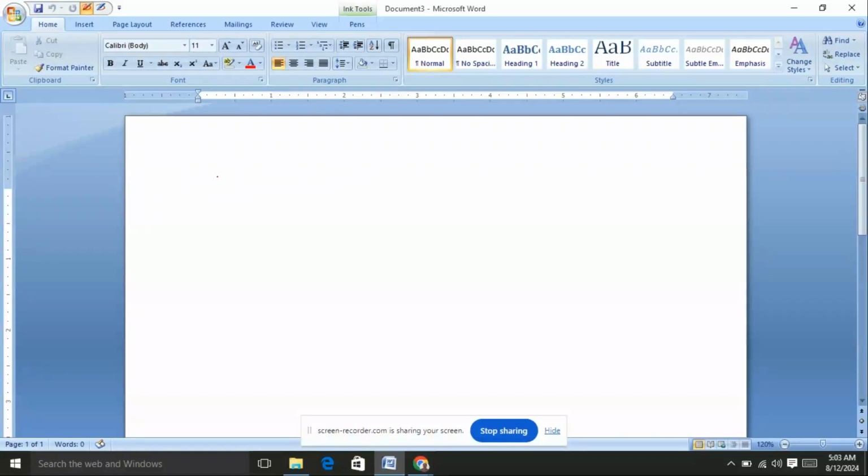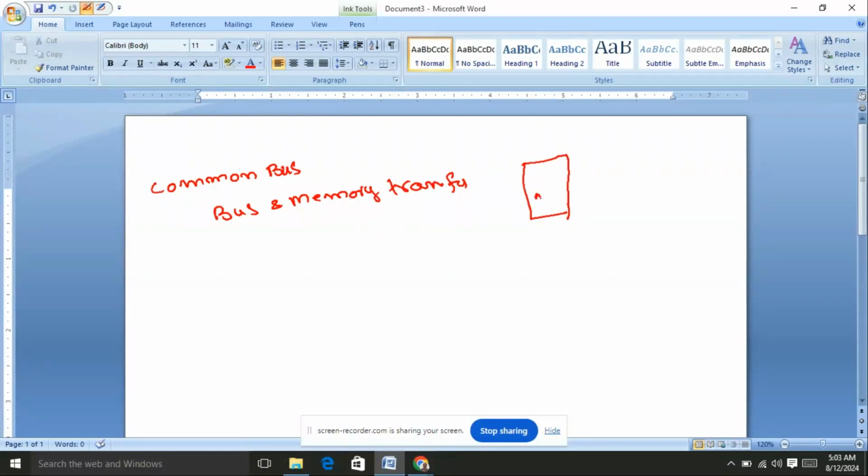Hi friends, in our previous video we constructed a common bus, or we are going to discuss about bus and memory transfer. Both titles are the same, with the help of the multiplexers, right? We are going to write a big circuit with the help of the multiplexers.